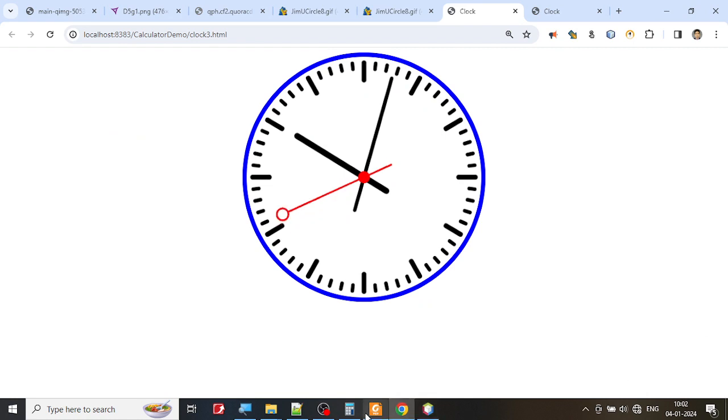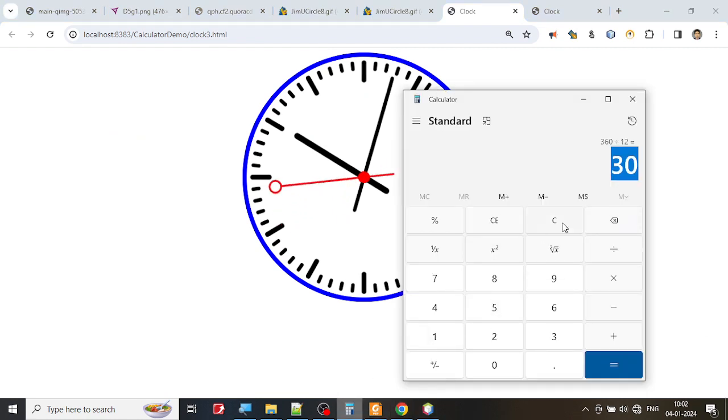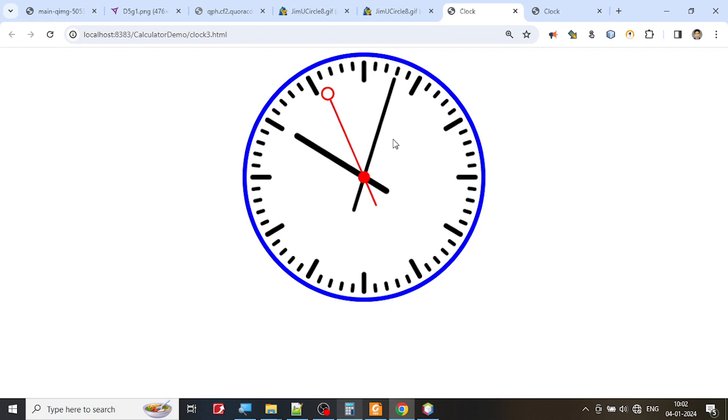Let's go to the calculator, and I'm going to clear this one, and I'm going to say 360 degrees divided by 60. What is it? This is going to be 6 degrees. So you can directly multiply. Remember, you can directly multiply if you feel like, instead of taking pi by 2 and other things.